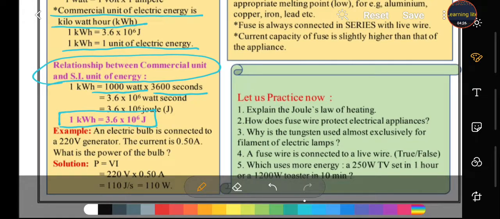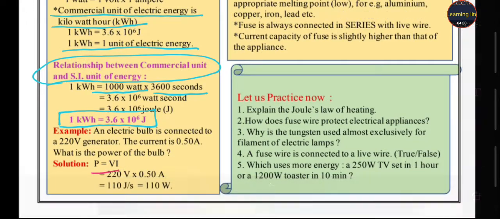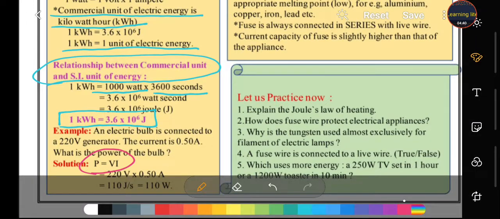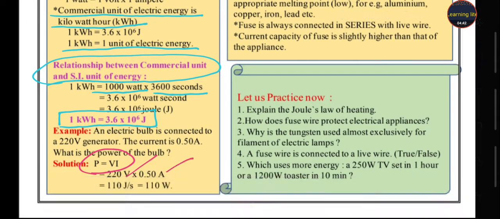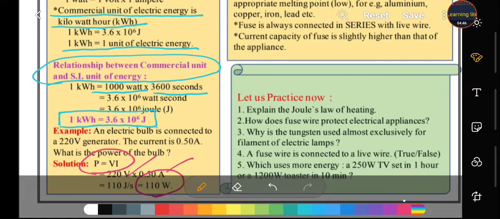Here one example is given below, that a bulb is connected to a 220 volt generator. So V is here 220 and the current is 0.50 ampere, and we have to calculate the power. We know the formula of power, P equals VI. V is given to us, I is given to us. So power is 110 watt.